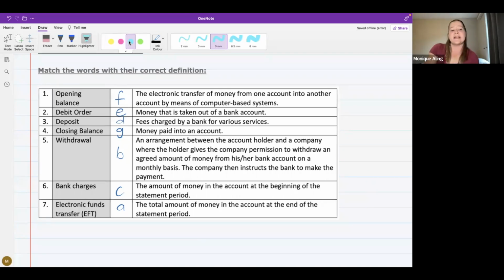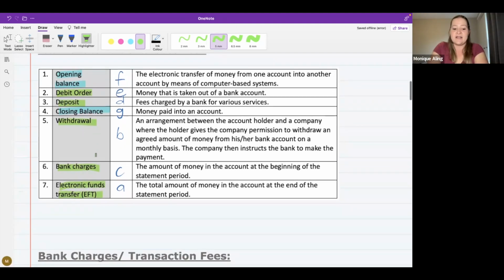Okay, so just quickly, we have done bank statements before. That was in our first ever topic when we did financial documents. That's where we dealt with opening balances, for example, and closing balances. And then specifically for banking, we look at debit orders, deposits, withdrawals, and then bank charges and EFTs. These are the things in green that we're going to be focusing on today.